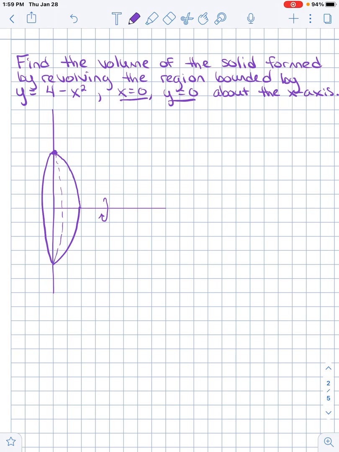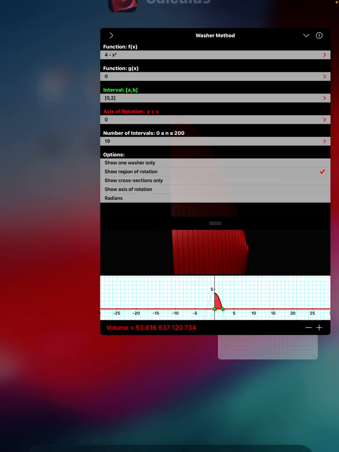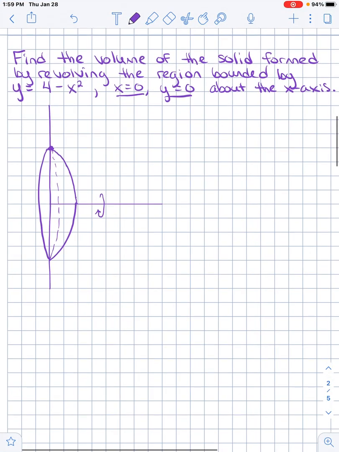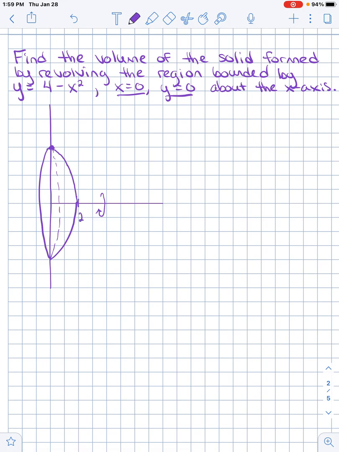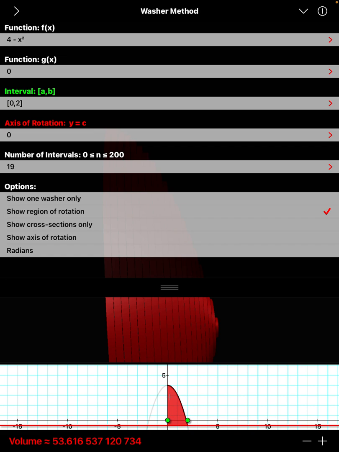Now, this is not an ideal image. So I have an app on my iPad, and I've already put all of this information in, and this app will show you kind of what this three-dimensional image is going to look like. So you can see here, I put in the function at the top, 4 minus x squared. The other function is g of x. Don't worry about that. That's 0. The interval from 0 to 2, because I forgot to show you that this intersects the x-axis at 2. So I said from 0 to 2. The axis of rotation is y equals 0, because that's the x-axis. And then don't worry about the number of intervals yet.